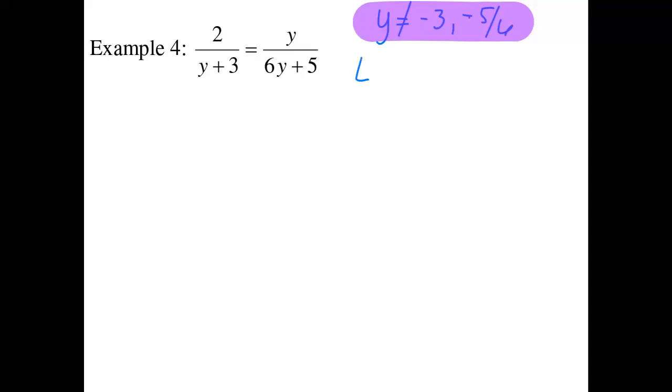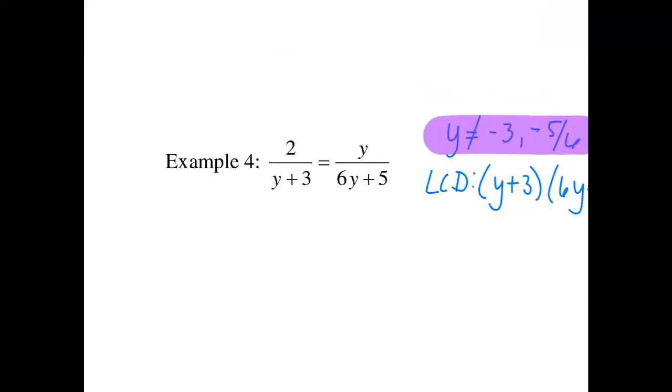And then for LCD, it's just the two factors put together. And then think about what are we going to do next? Well, at this point we have the LCD, so now we need to get rid of the fractions. So we're going to multiply the LCD by every single term. In this case, it's just once on the left and once on the right.